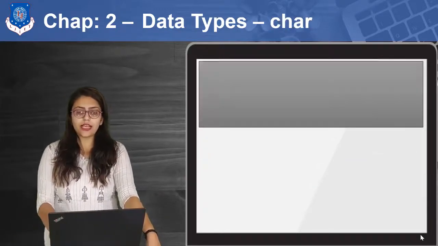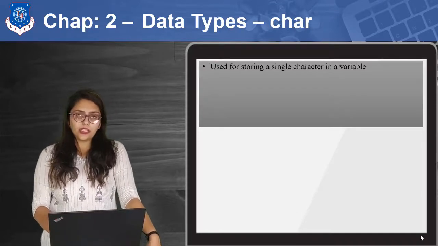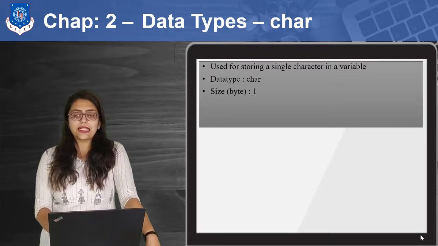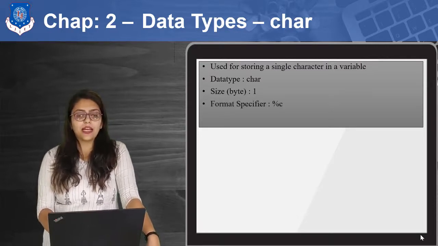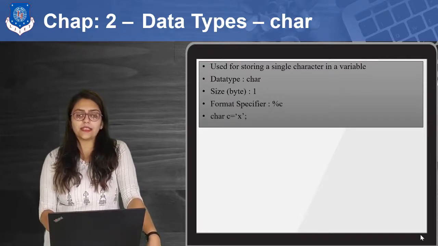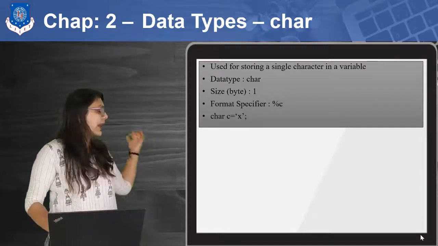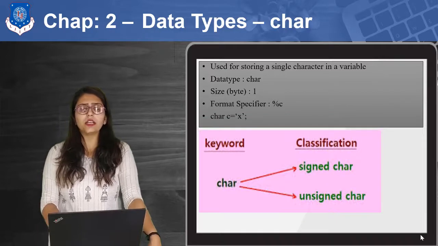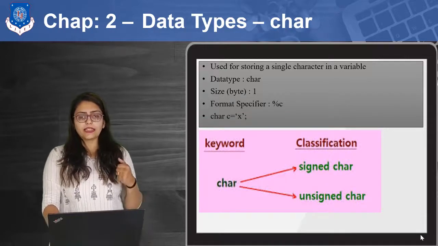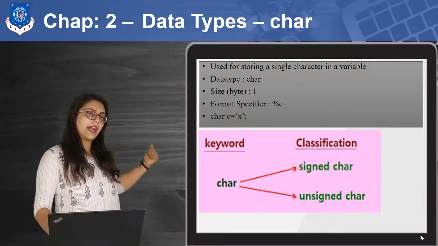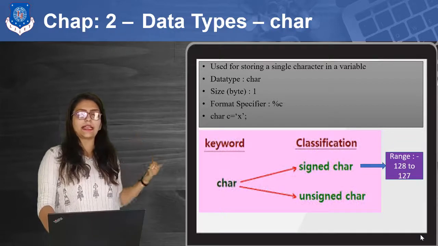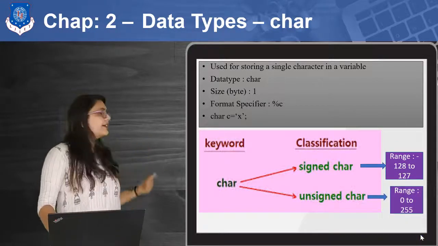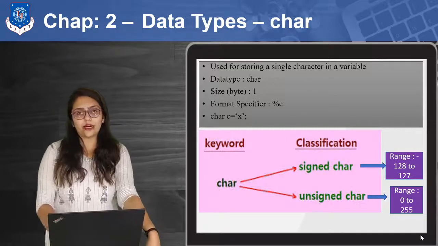Now for characters, as you can see, character is basically used to store the single character. Data type char is being used for that, and each character occupy 1 byte. Format specifier for character is %c, and this is how you can write or initialize the character. Here keyword char is used, and classification character can be signed or unsigned. The range of signed character is given like this, and range of unsigned character can be given like this. You can see the code for that, right?